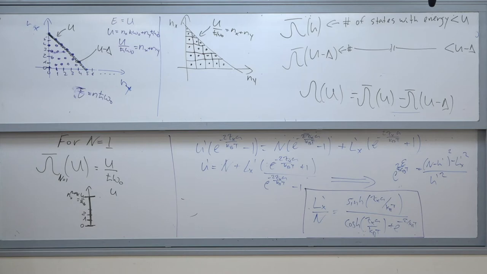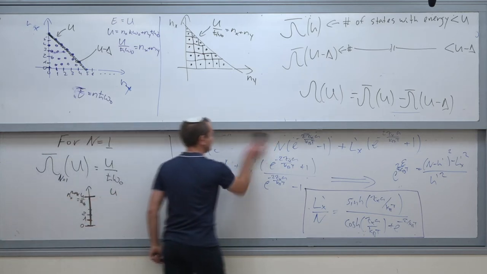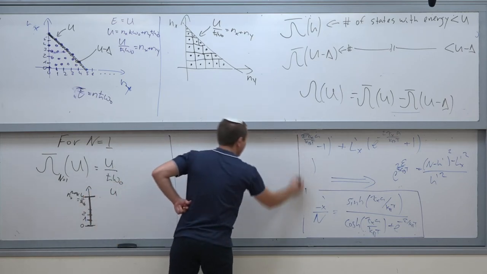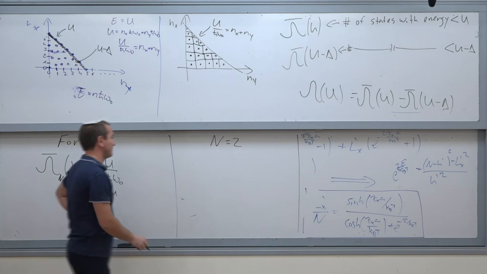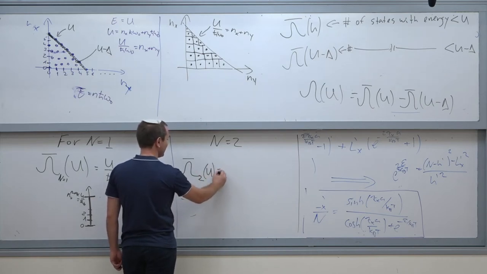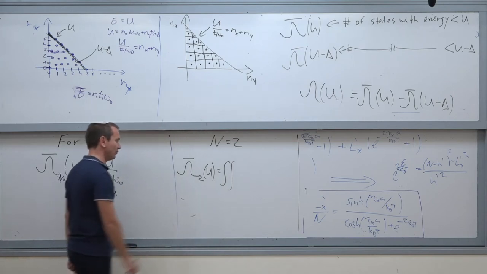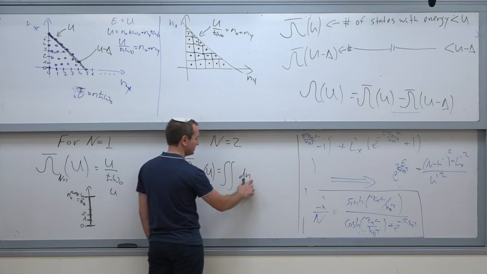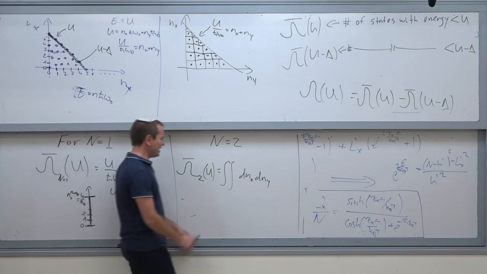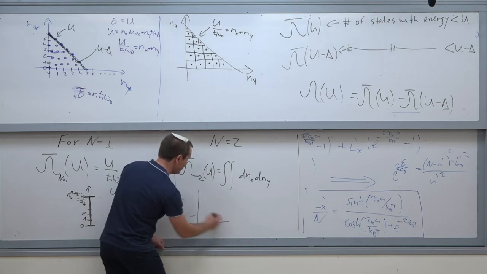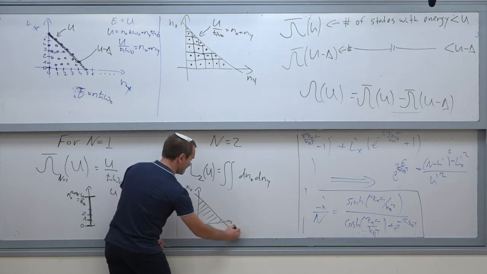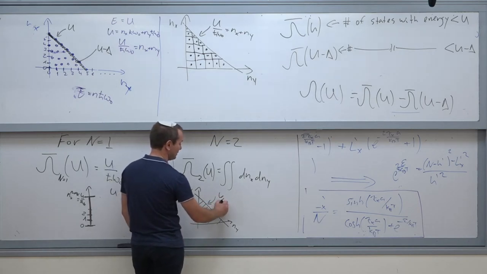Let's do it for n equals 2. So what happens if I have two particles? I need to perform an integration, omega 2 of U. I need to perform an integration over the total number of nx and the total number of ny. Now, this is the integration of this guy, nx, ny. And this line is U divided by h bar omega 0.